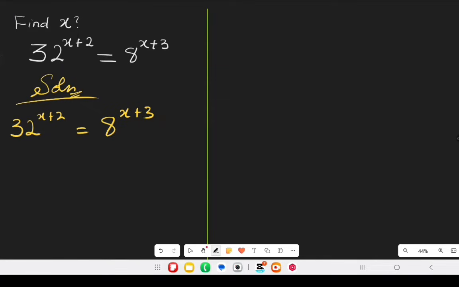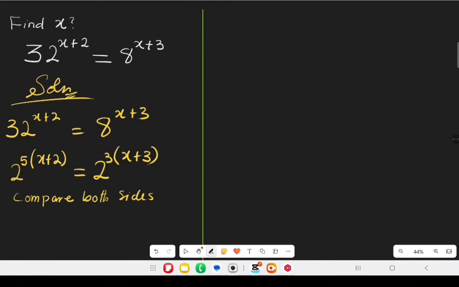We have to express both sides in base 2. 32 we change to 2 raised to the power of 5 times x plus 2, equal to 8, in base 2 we change to 2 raised to the power of 3 into x plus 3. Now we compare both sides. If we compare both sides, we cancel the base, left with 5 into x plus 2 equal to 3 into x plus 3.